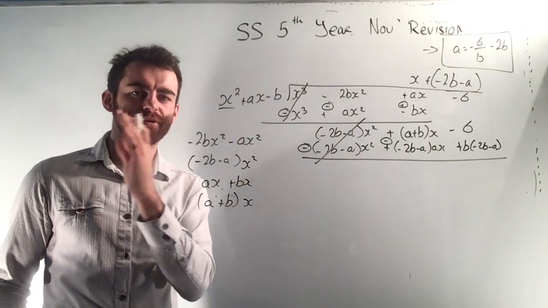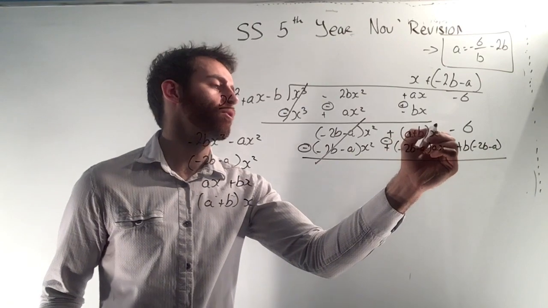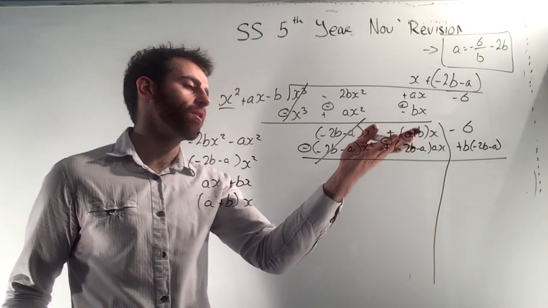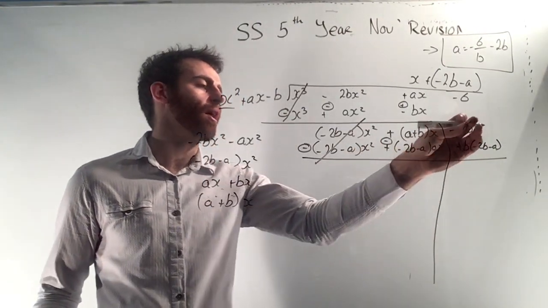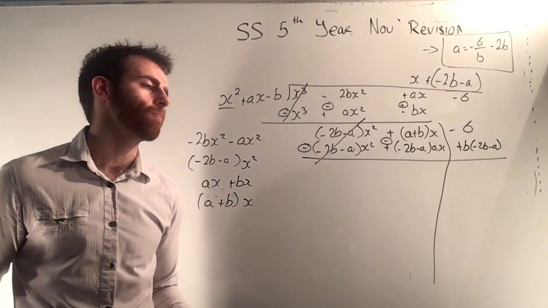You need to split your remainder into 2 different remainders. The first remainder are the coefficients of x. The coefficients of x must be equal to 0, and the constants at the end must be equal to 0.